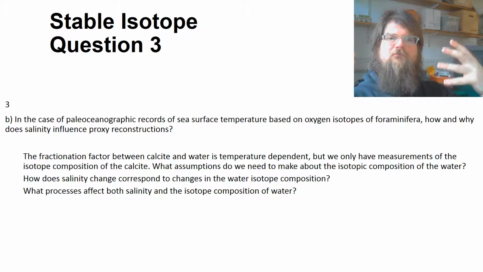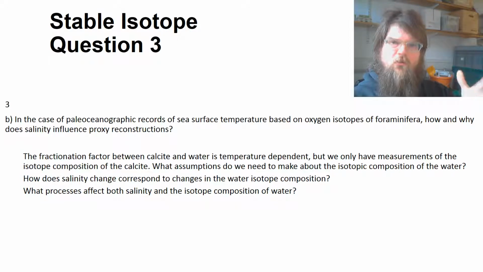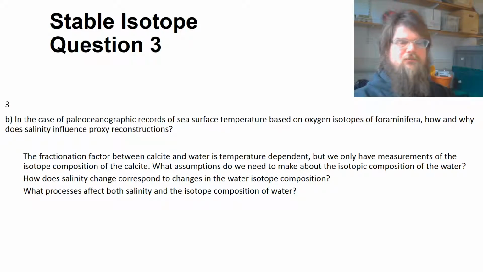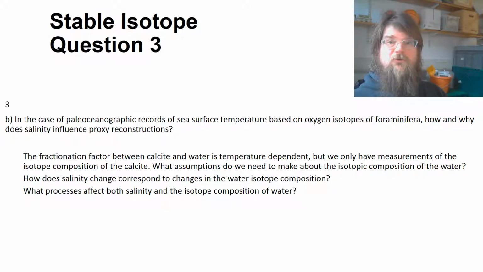So think about rewriting this question in another way, which is one of the things I asked you to do in some of the revision tutorials. Think about how you can rewrite the question in your own words to understand what it's asking for. If we think about how we actually use isotopes as temperature proxies, it's the fractionation factor between two phases. In this specific example, the two phases are calcite and water.